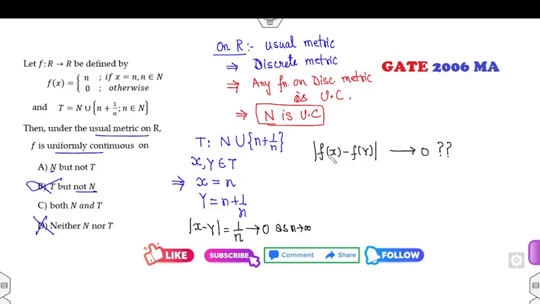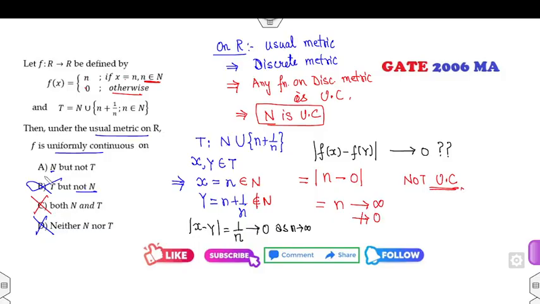Now what is f(x)? x belongs to N, a natural number. So when x is a natural number, f(x) will be n. y is not a natural number, so f(y) will be 0. So the answer is n. It goes to infinity, but not 0. So that means it is not uniformly continuous. So both are cancelled. Only A is the right answer. So you can see it's a very simple approach. You can get your answers.